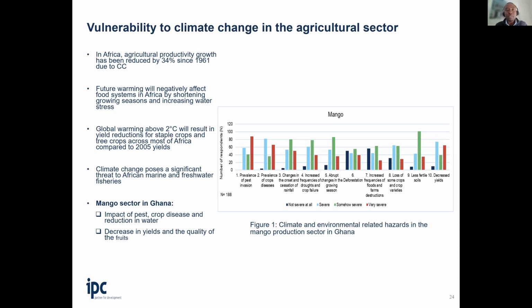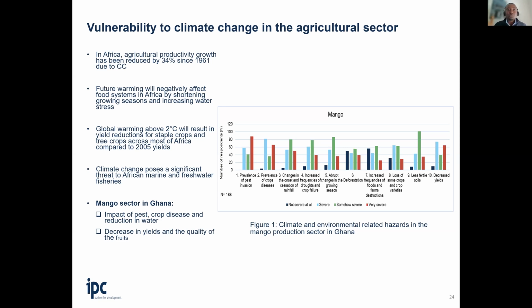So climate change will translate into increasing frequency and intensity of drought and other extreme events within the continent. And as we have already seen, key development sectors have experienced widespread loss and damage due to climate change that has impacted health, livelihoods, and food security of people across Africa. For the agricultural sector specifically, the latest report from the Intergovernmental Panel on Climate Change identified that agricultural productivity growth has been reduced by 34% since 1961, mainly due to climate change.